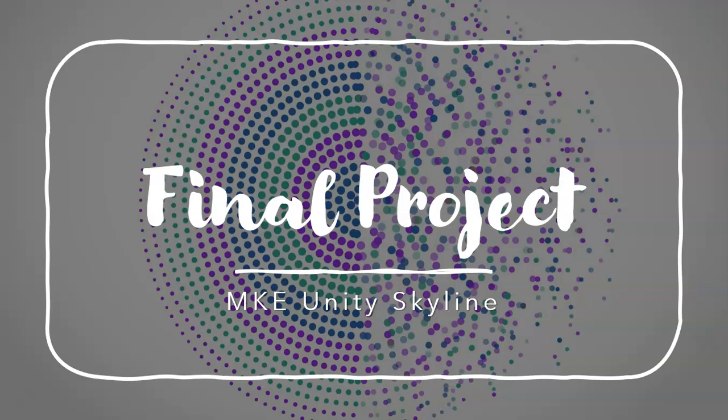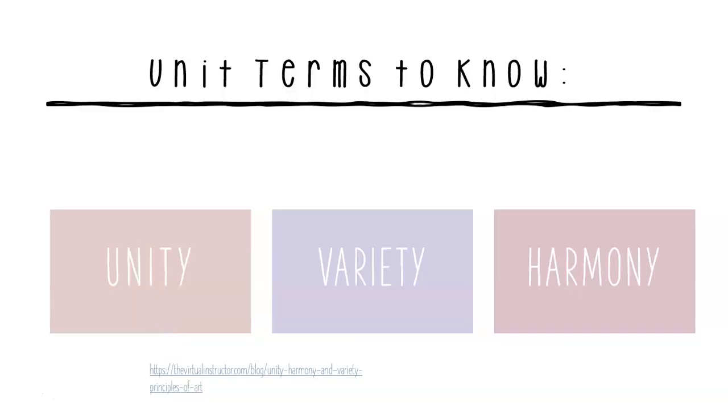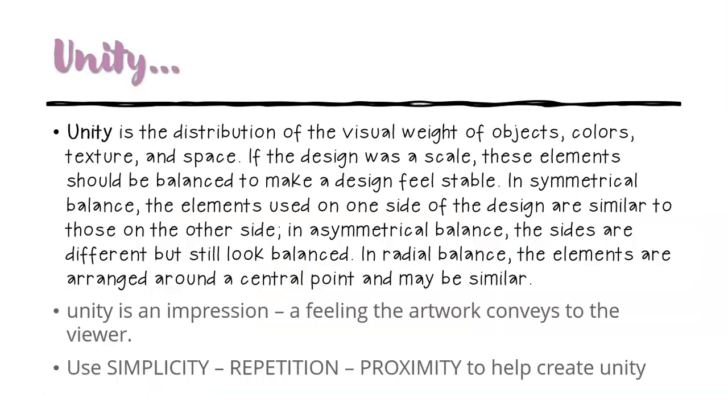Hi guys, so today we're going to talk about our final project for this class, which is going to be the Milwaukee Skyline, but there's some expectations and criteria with that. So we're going to dive deep into a couple terms, unity, variety, and harmony, and how those are different, and yet how we can include those in our final project design.